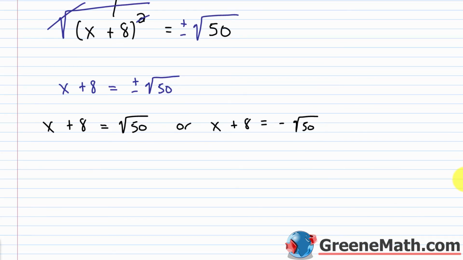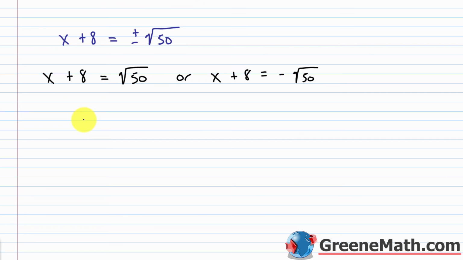Let's scroll down a little bit. So the square root of 50 is what? It's the square root of 25 times the square root of 2. Square root of 25 is 5, so it's basically 5 times the square root of 2. This is 5 times the square root of 2. For this guy right here, I might as well say it's negative 5 times the square root of 2. And so what do we have here? You would have x plus 8 is equal to 5 times the square root of 2.